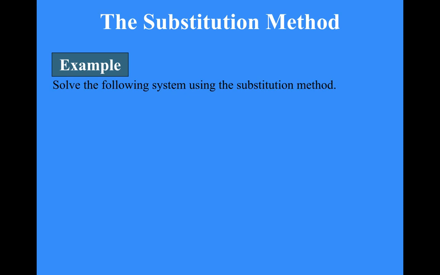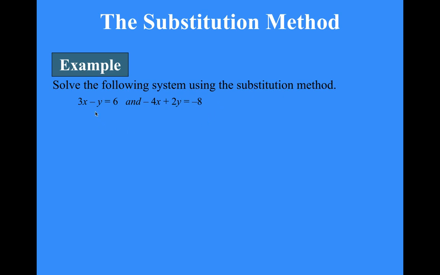Solve the following system using the substitution method. Well, my system is 3x minus y equals 6, and negative 4x plus 2y equals negative 8. So when I'm using the substitution method, remember, if I substitute something, that means I'm going to take something from here, and I'm going to plug it in here. Okay, that's what substituting means.